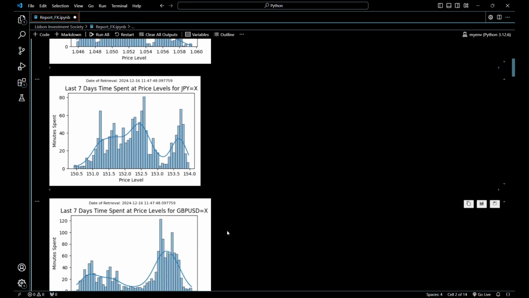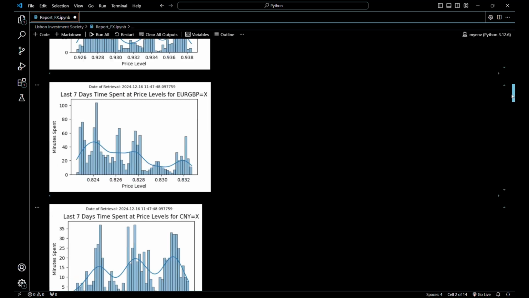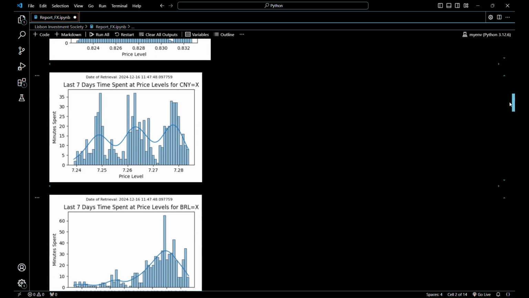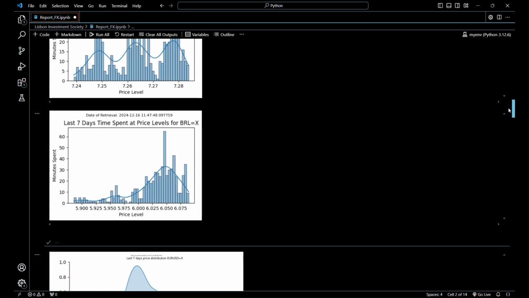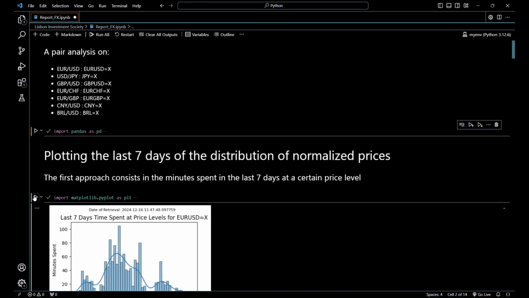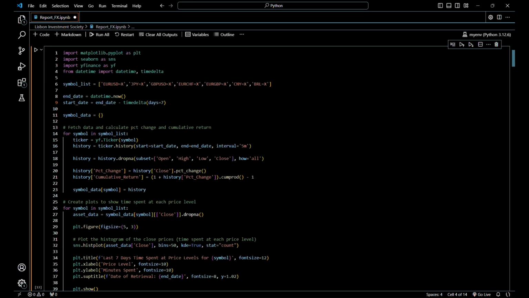I just did a for loop here to basically give me the price levels of the last 7 days, and what was the time spent per price level. So looking at the code right here, I call the dependencies again. As you can see, I created the symbol list, which is the list that I'm going to call from Yahoo Finance. In this list, I include all the ticker symbols to call from Yahoo Finance.